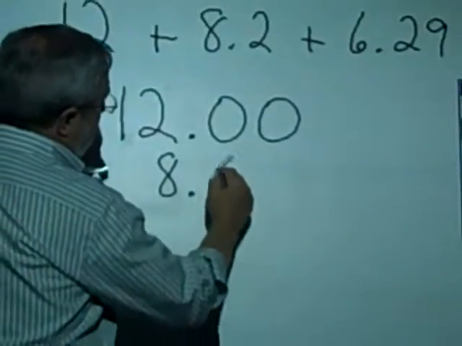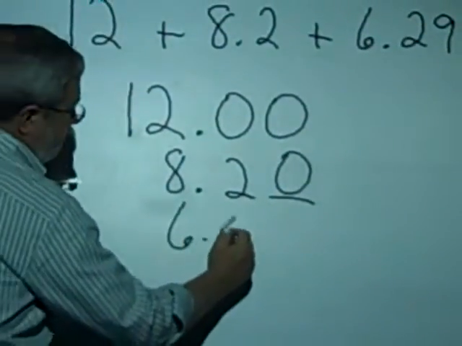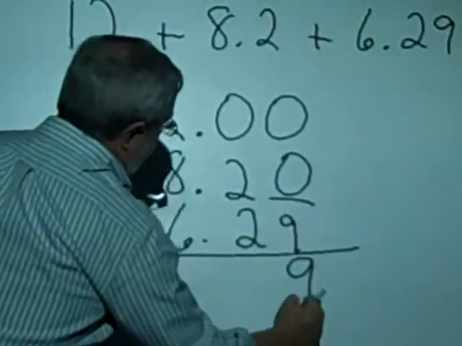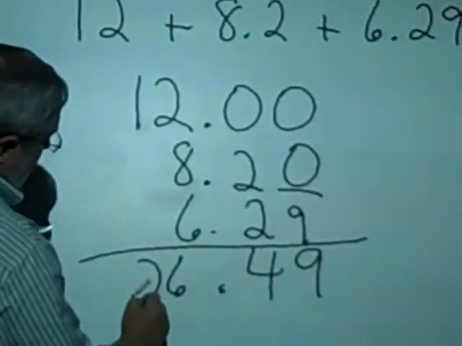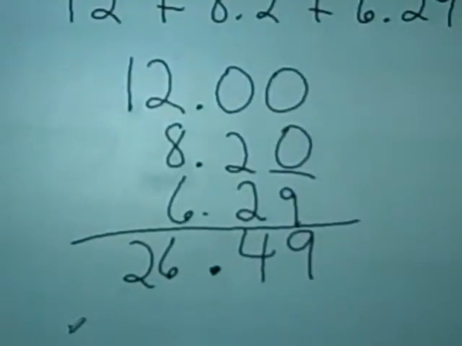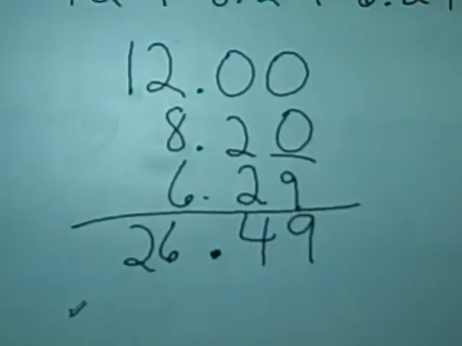Now this is my second one, 8.2. I'm going to fill in this spot right here. And then 6.29, I'll put that one right up under here. Then when I add this down, you should get an answer of 26.49 or 26 and 49 hundredths is the way that should be read.